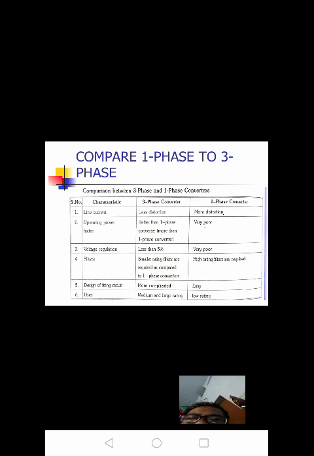And the fifth point, design of the firing circuit. In 3 phase conversion, the design of the firing circuit is more complicated. In single phase conversion, it is very easy. For medium and large rating applications, 3 phase converters are used. For low rating applications, single phase conversion is enough.